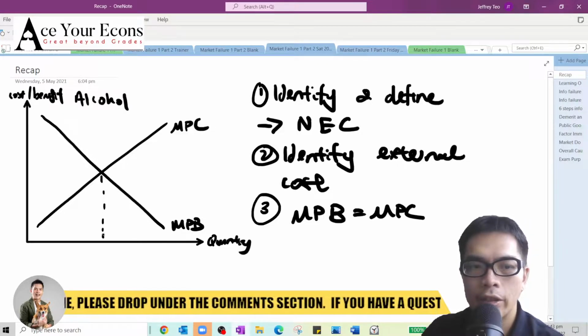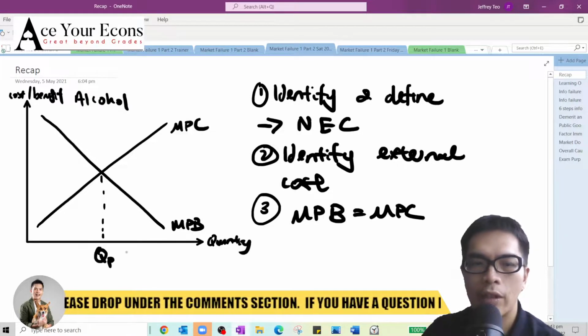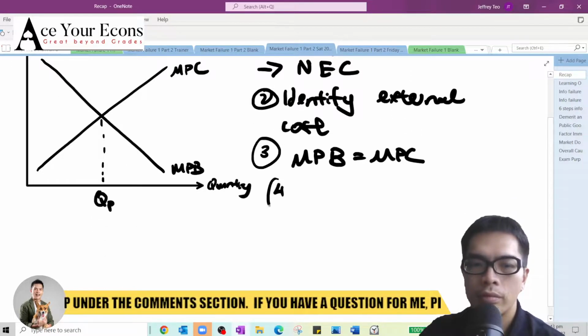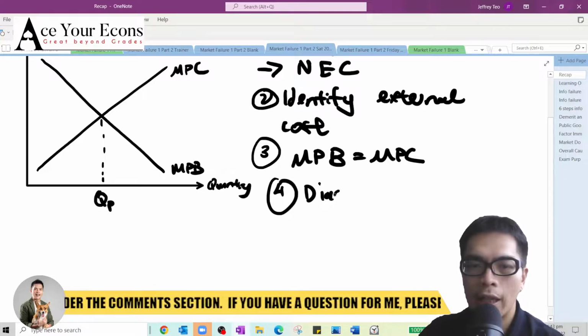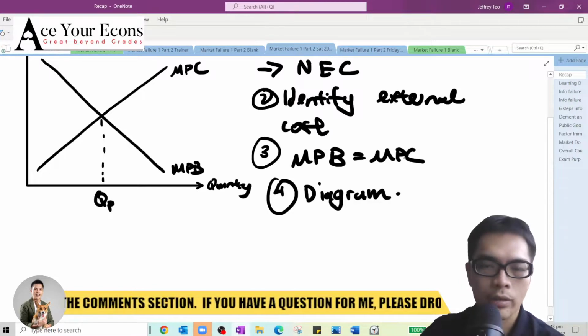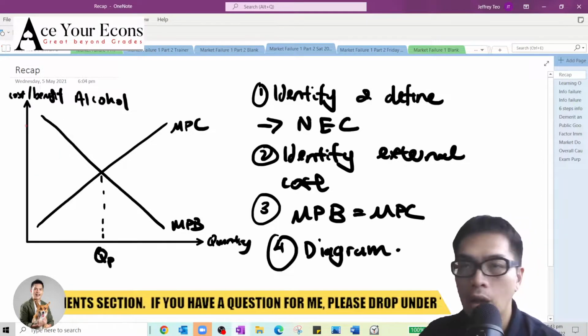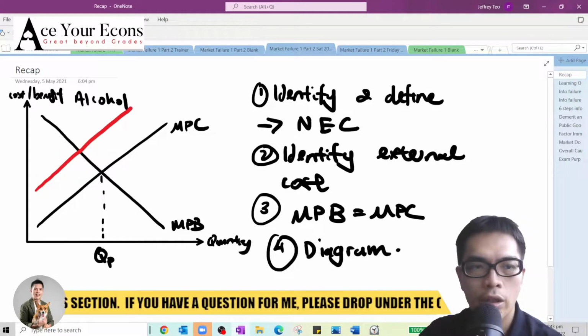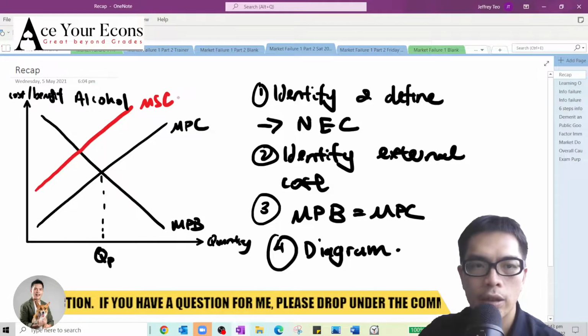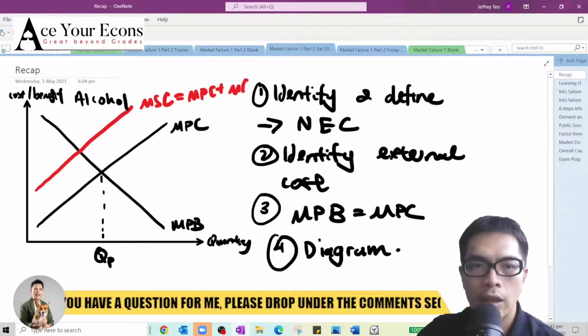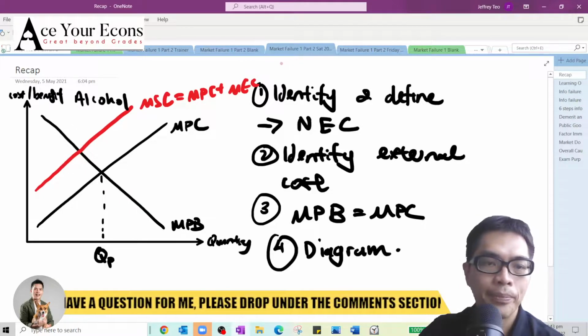Right? And this is your private consumption level, QP. So we are supposed to illustrate a diagram. We'll complete the diagram now. In the presence of external costs, we can see that your marginal social cost is going to be greater than your marginal private cost in the presence of the MEC, right?